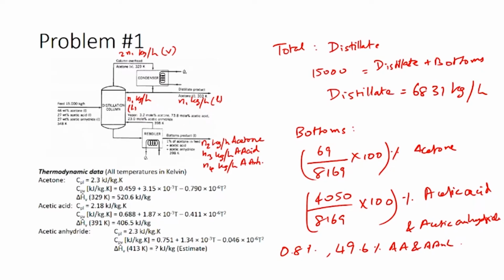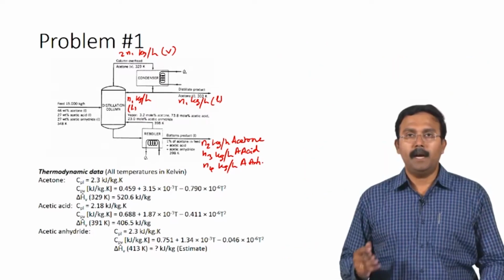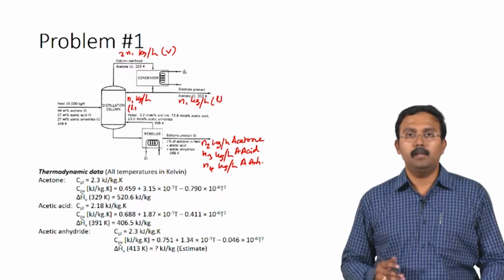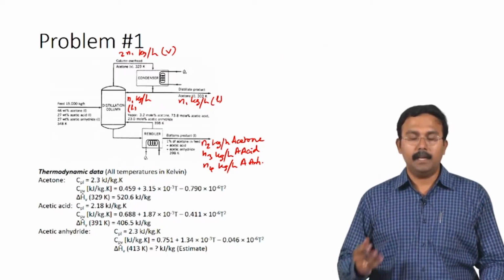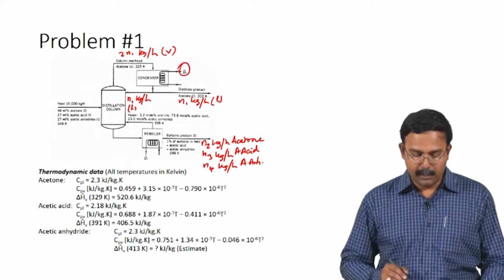With that, we have performed the required material balance calculations. We can now move on to the second part of the problem, where we have been asked to calculate Q dot C, which is the cooling requirement of the condenser.